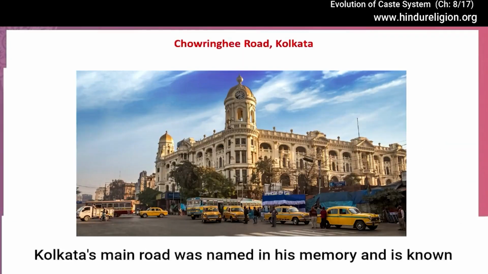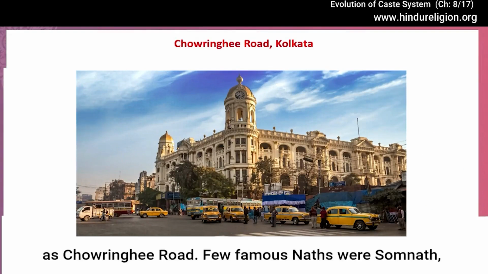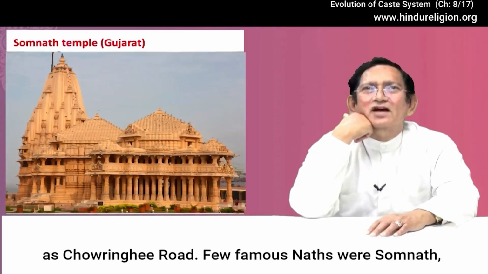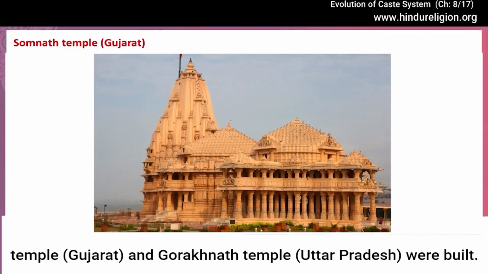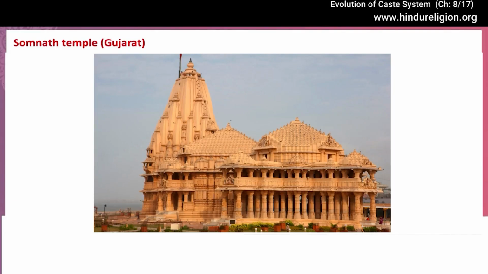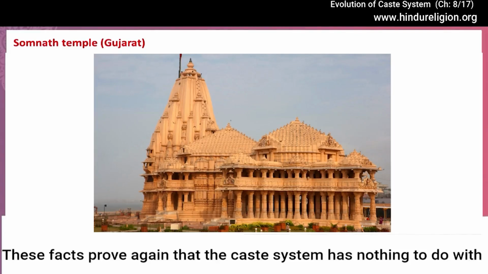Kolkata's main road was named in his memory and is known as Chaurangi Road. A few famous Naths were Somnath, Gorakhnath, etc., in whose memory the great Somnath temple of Gujarat and the Gorakhnath temple of Uttar Pradesh were built. These facts prove again that the caste system has nothing to do with Hindu religion.